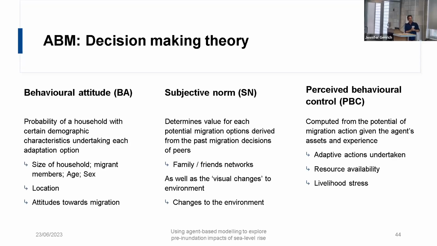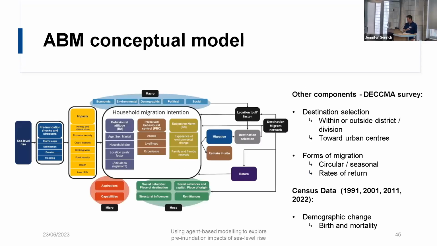The subjective norm is where we try and capture the network effect. So what is the influence of families and friends, as well as their visual changes, their understanding and perception of the changing environment. And then finally, the perceived behavioral control, which is the potential for them to actually undertake migration action. So you're looking at resource availability, livelihood stress, and capabilities.